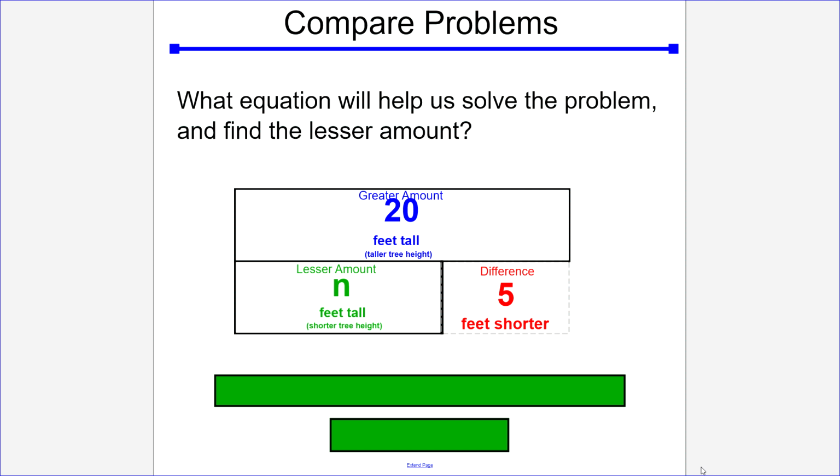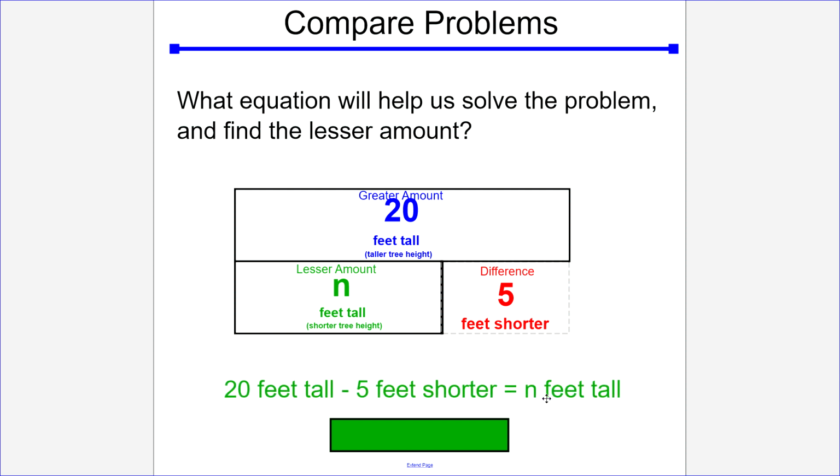You're right. To find the lesser amount, we'll subtract. The greater amount minus the difference will tell us the lesser amount. So what is the equation we will write to solve this problem? To solve this problem, we will write the equation 20 feet tall, the greater amount, minus 5 feet shorter, the difference, equals n feet tall, the lesser amount.